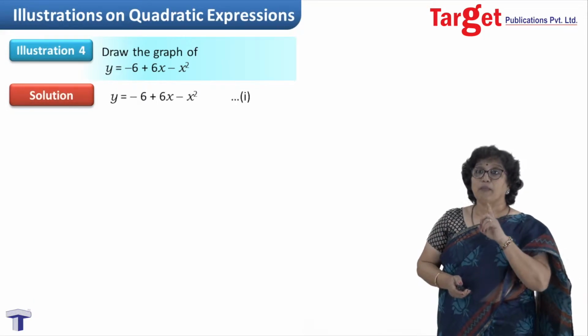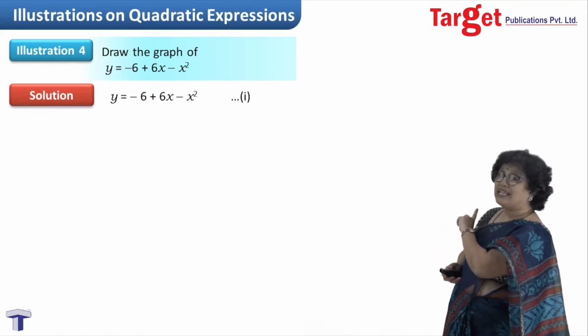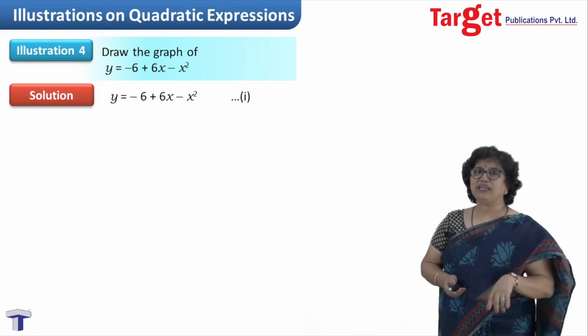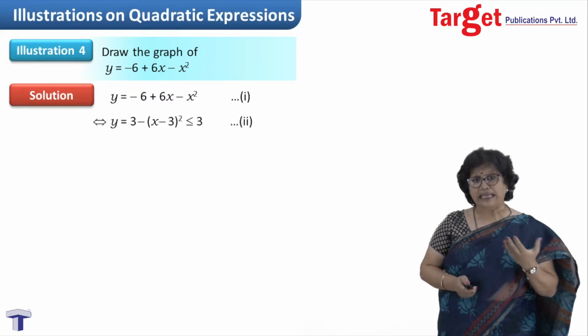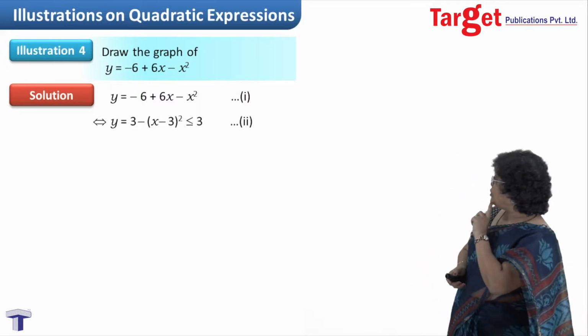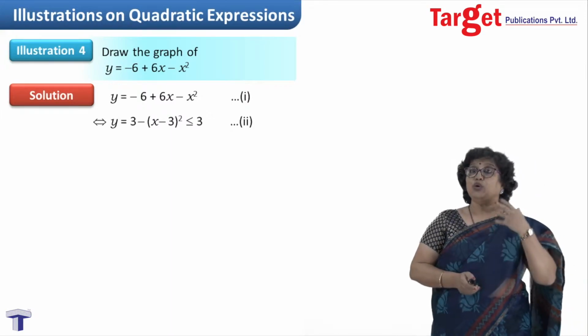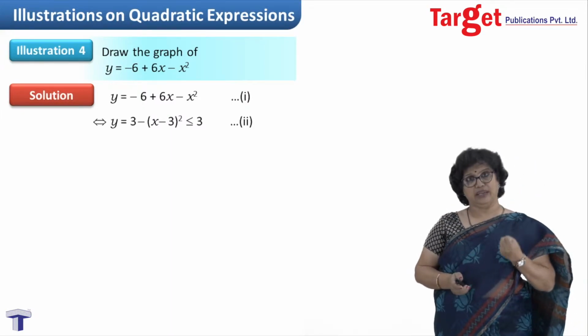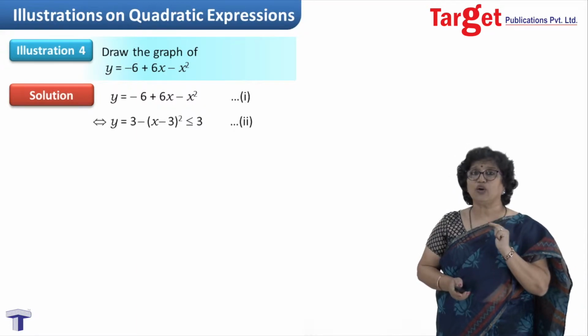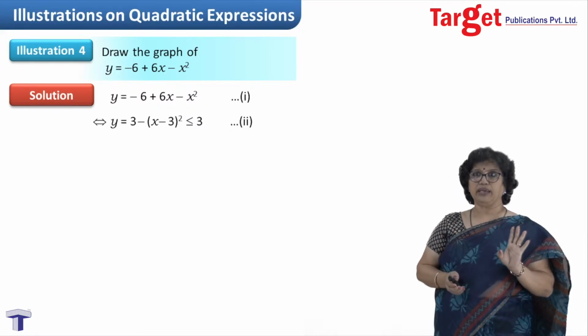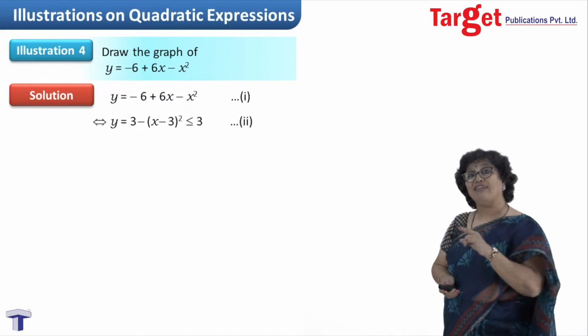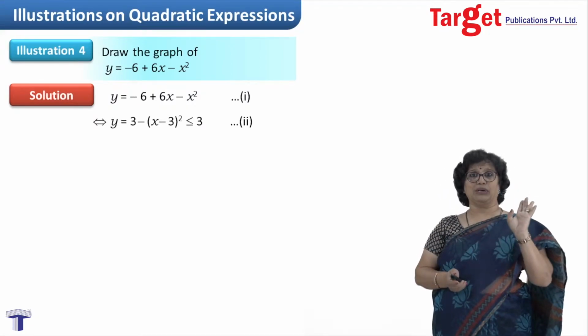Now, minus 6 plus 6x minus x square. This tells me, can I make a perfect square and rewrite it? And I will understand that it would be y equal to 3 minus (x minus 3) whole square. Now, you are subtracting something from 3, surely, because (x minus 3) whole square is a non-negative quantity. So the answer for y would always be less than or equal to 3.